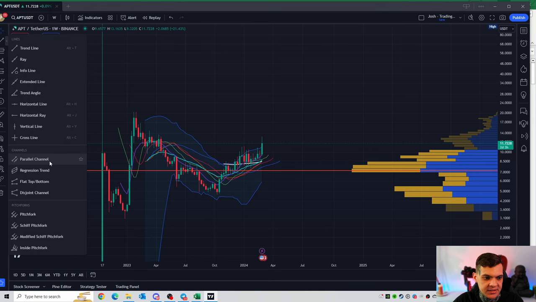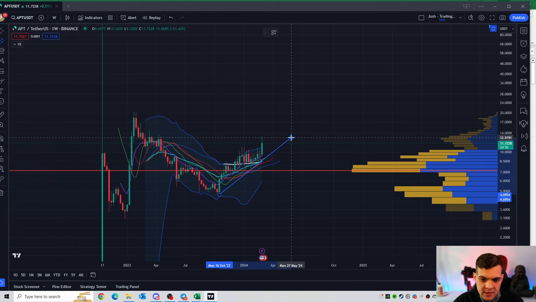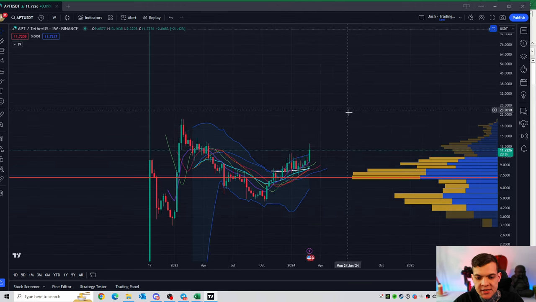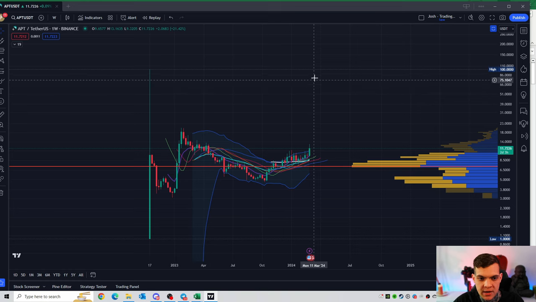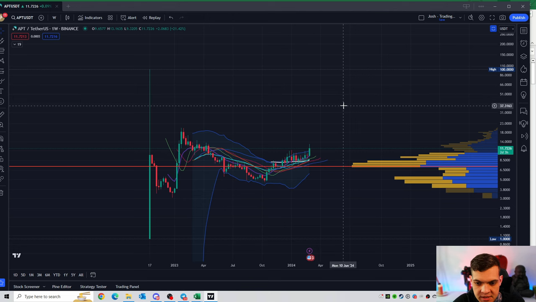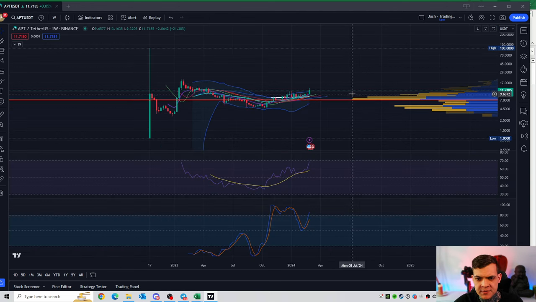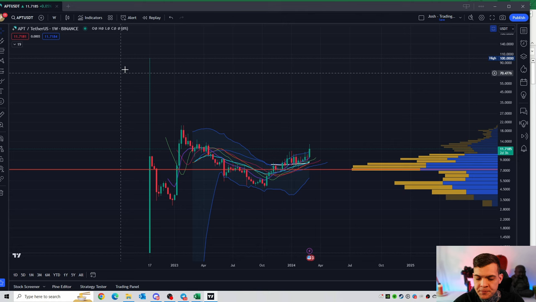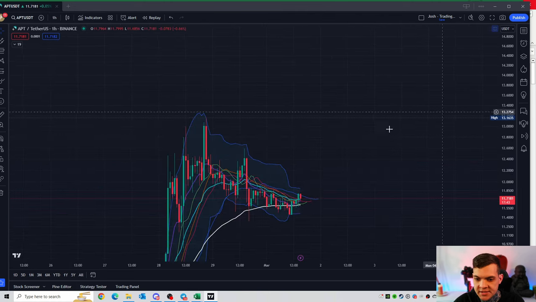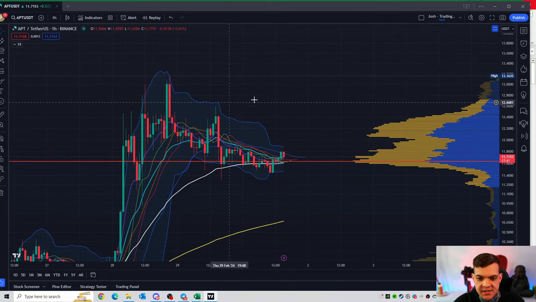If you look at Aptos on the parallel channel on the weekly right here, that takes us to our 1433 target. It is not hit. Ultimately, though, you're looking for 21. And realistically, based on this chart right here, you are looking at pumping to $50 plus on APT. Now, we're not going for $50 plus. We're going for some wins that will help us with our compounding and stuff like that.